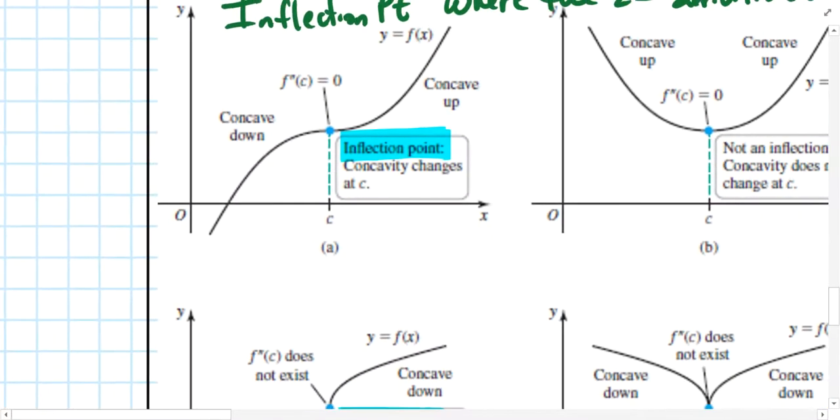Here's an example where a graph creates a second derivative that's equal to 0. And if we consider the concavity, it's certainly changing at that point. This yellow section represents a portion of the graph that's concave down. This green portion represents a graph that's concave up. And the point at which the concavity changes, when that second derivative sign changes, we have an inflection point.